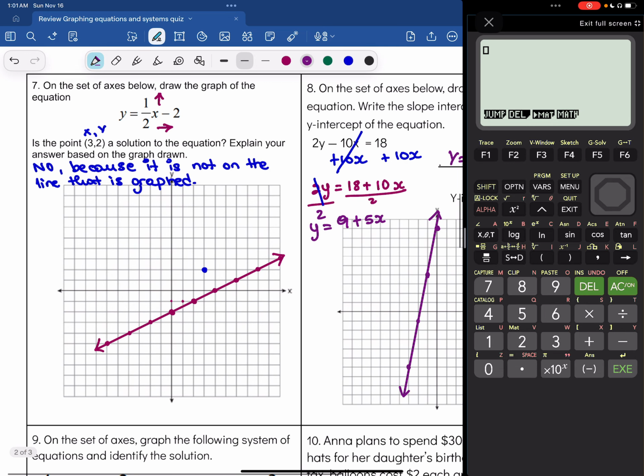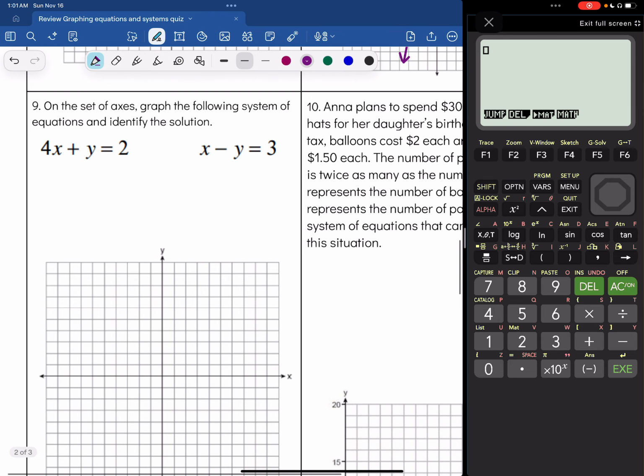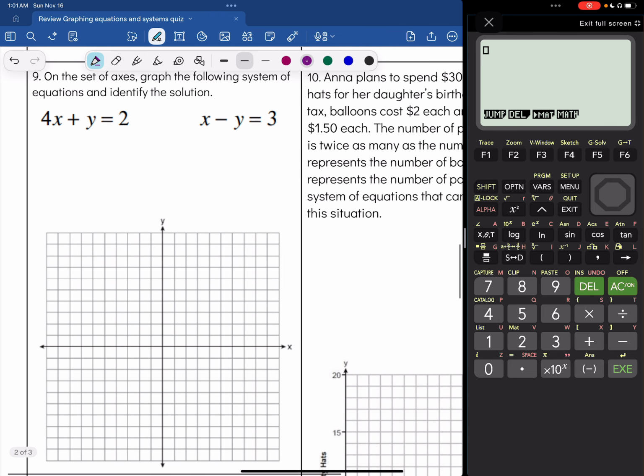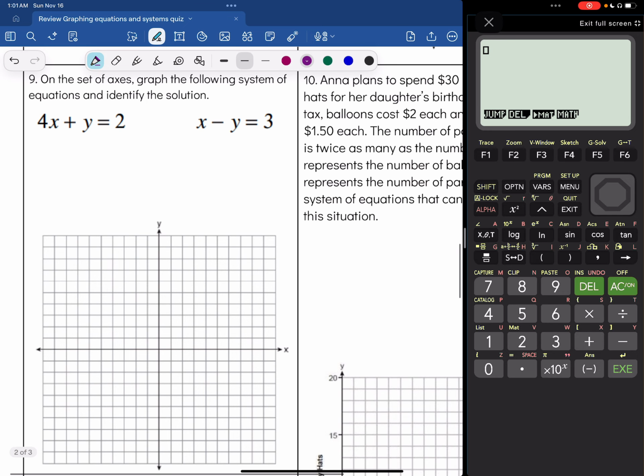Question 9. On the set of axes, graph the following system of equations and identify the solution. Okay, so we have 2 equations here. We're asked to graph them and identify the solution.